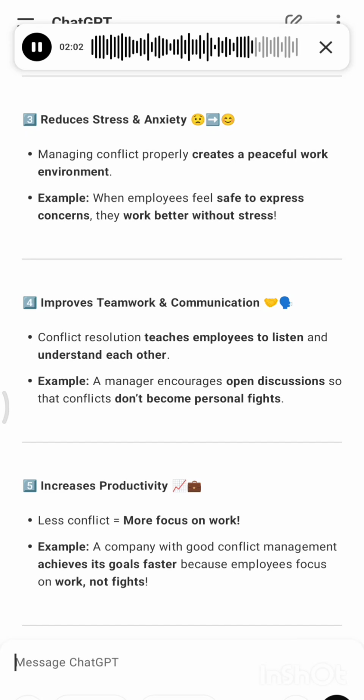5. Increases productivity. Less conflict means more focus on work. Example, a company with good conflict management achieves its goals faster because employees focus on work, not fights.